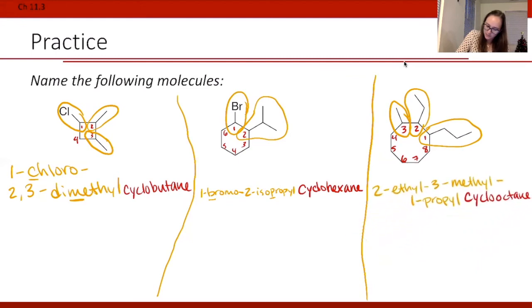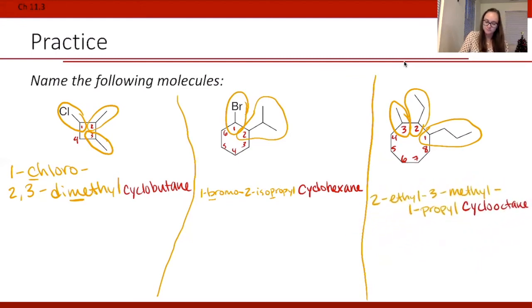2-ethyl, 3-methyl, 1-propyl cyclooctane. Okay, hope you guys did well. There's lots of these practice problems in your book to try out, and I'll see you next time.